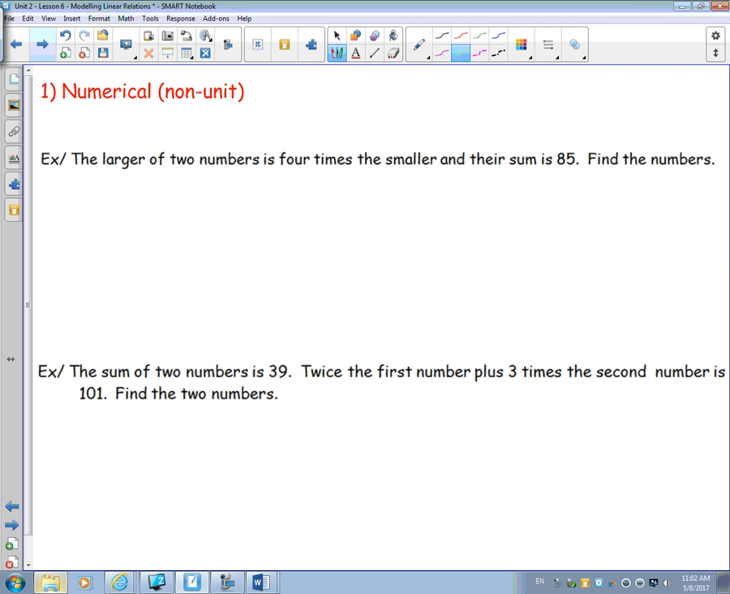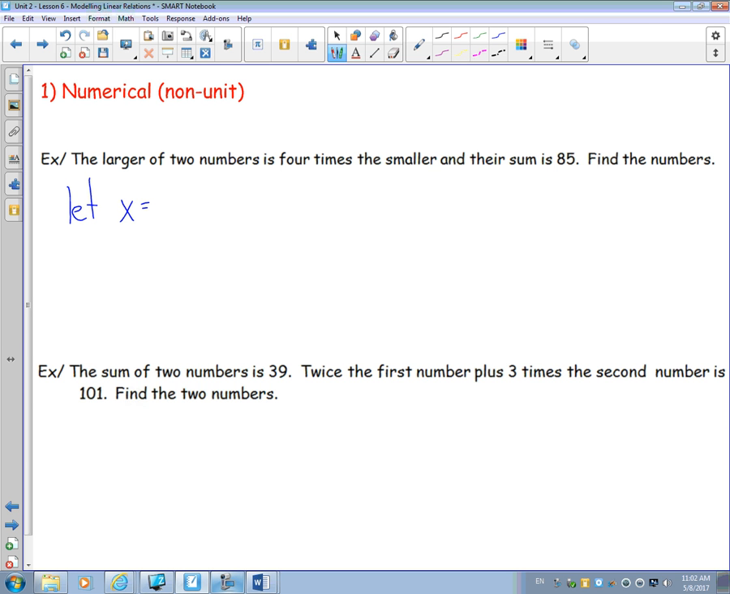Numerical, non-unit. Okay, so we're going to come across some situations where we don't have units, that are numerical problems that we need to solve. Every word problem we set up is going to follow the same sort of procedure. We need some let statements, the things we don't know. We have some variables. The things that we don't know are, right now, they're x.